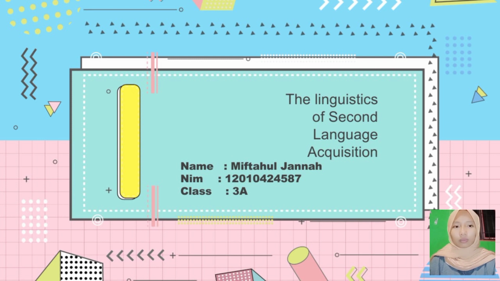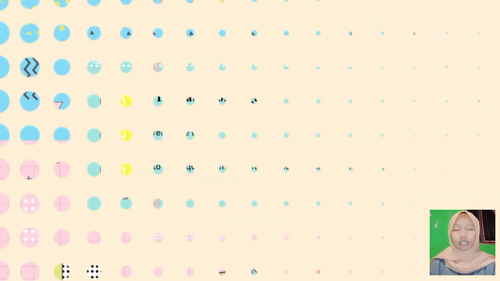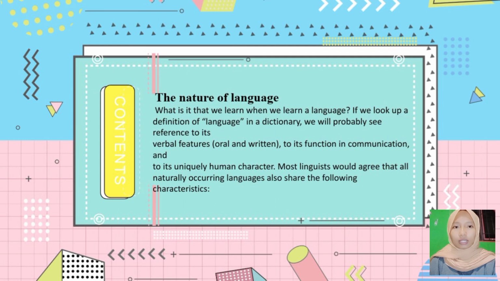I want to explain the summary of the material about the linguistics of second language acquisition. For the first step, we're talking about the nature of language. What do we learn when we learn a language?